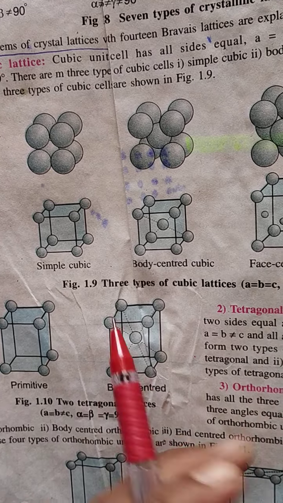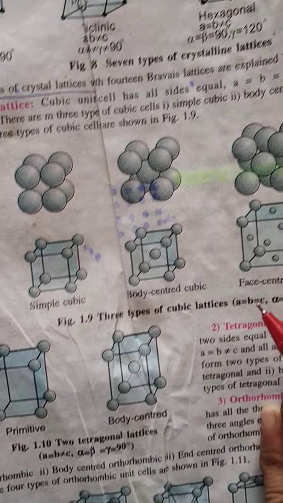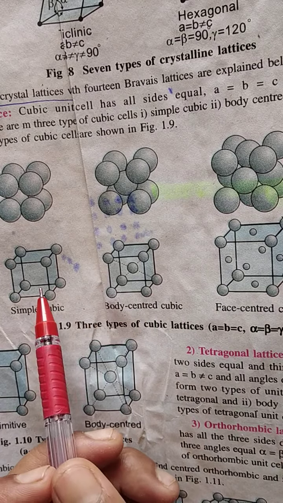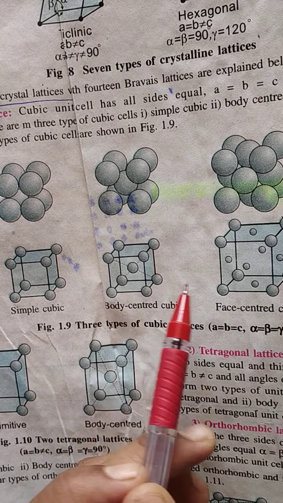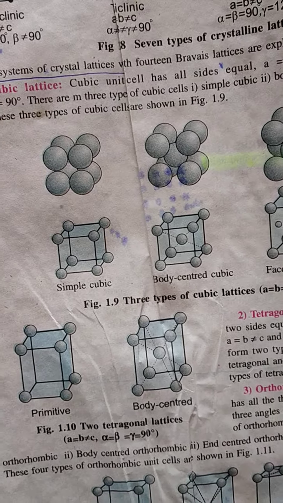Next, Bravais lattice, or the types of cubic lattice. Here you know that all edge lengths are the same in cubic lattice. A is equal to B is equal to C, and bond angle alpha is equal to beta is equal to gamma is equal to 90 degree. All bond angles are 90 degree.